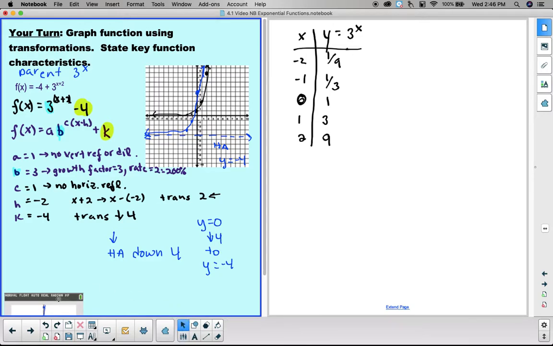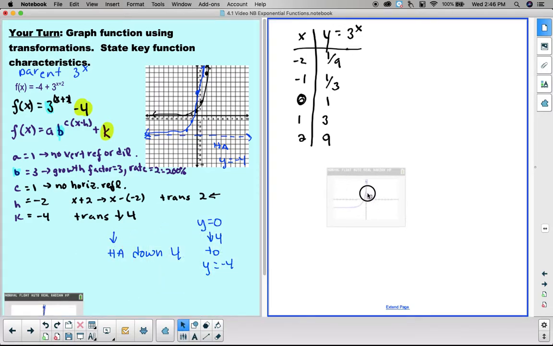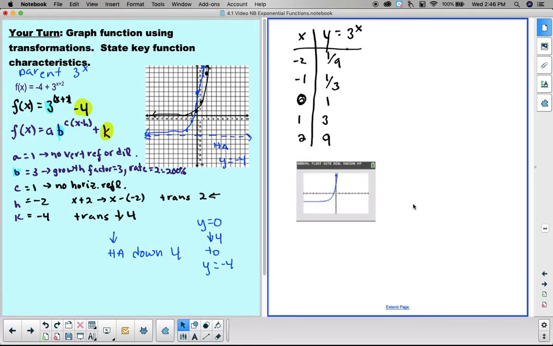Here is a graph that I came up with of this function using my TI calculator. Y is equal to, I typed in this rule, and you can see I pretty much have the same. Well, this one's prettier than my manual graph, but my manual graph pretty much captures that.